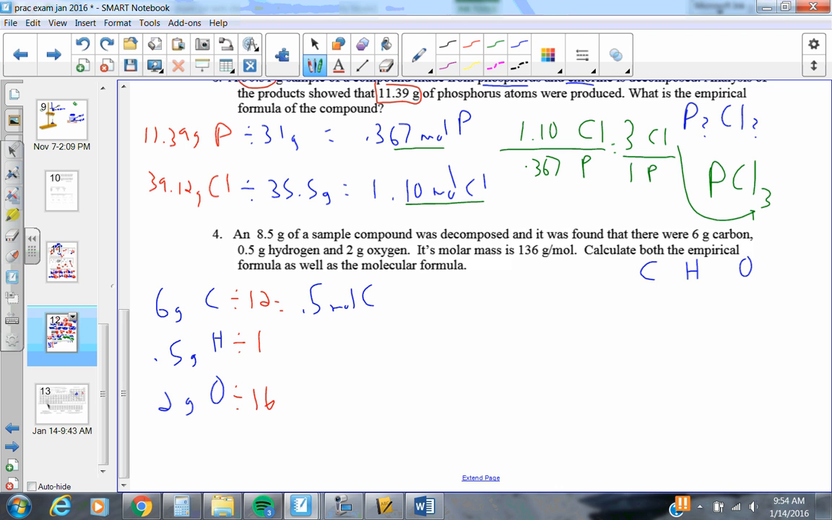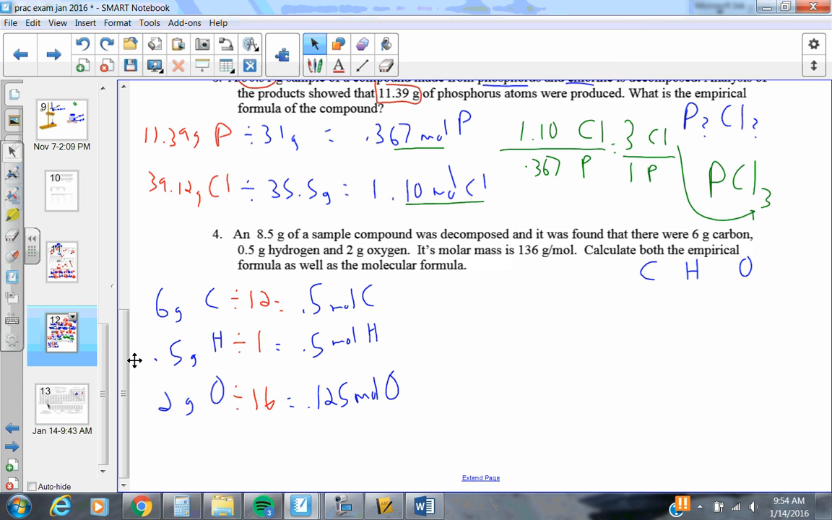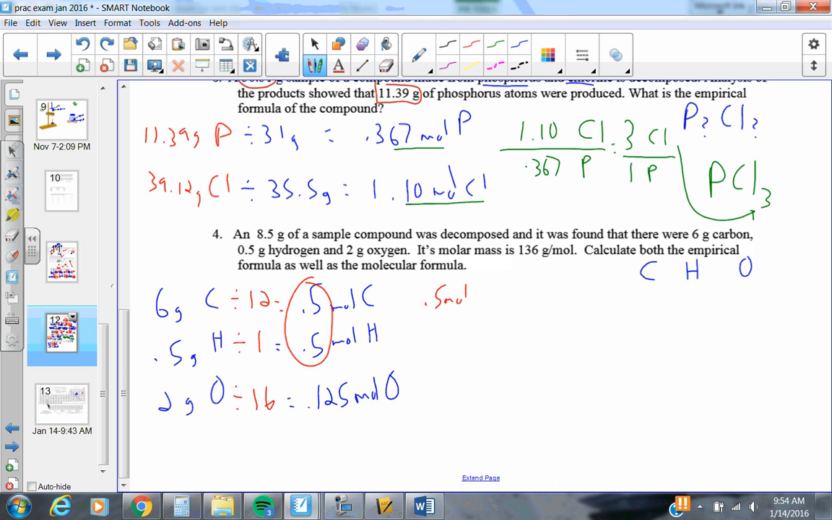This will give me 0.5 moles of carbon, 0.5 moles of hydrogen, but 0.125 moles of oxygen. And I'm looking for a mole ratio. And I'm still going to follow the same format, which is the big number. Well, it's a tie. They're both 0.5. Those are the big number. Those are C's and H's. Their number will be the same when I'm done, which is the smaller number, 0.125 moles of oxygen. This ends up being 4. That means 4 C's and H's for every 1 mole of O. C4H4O.